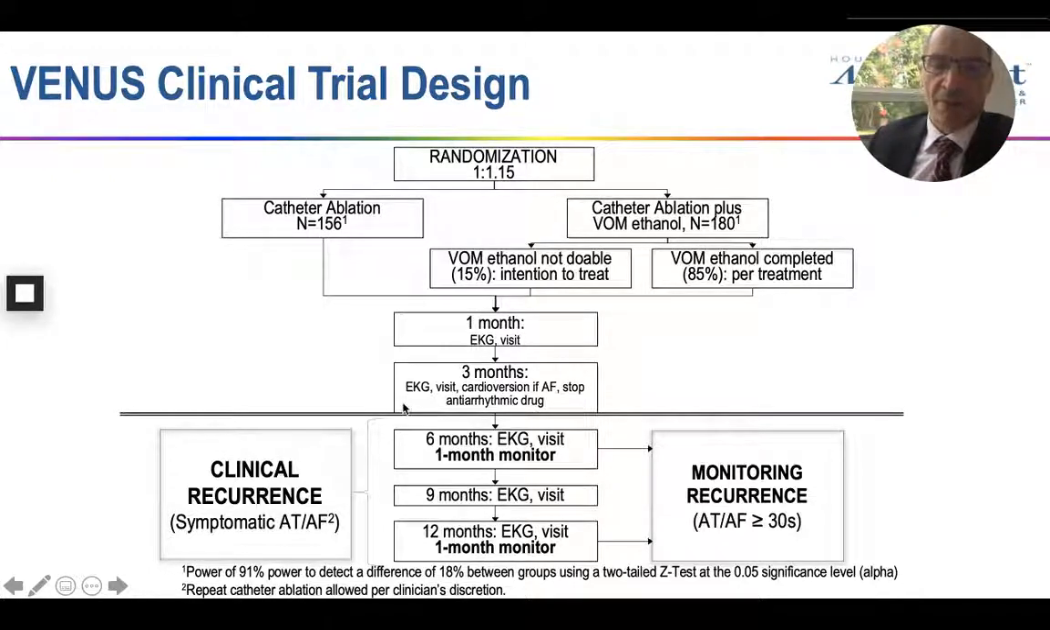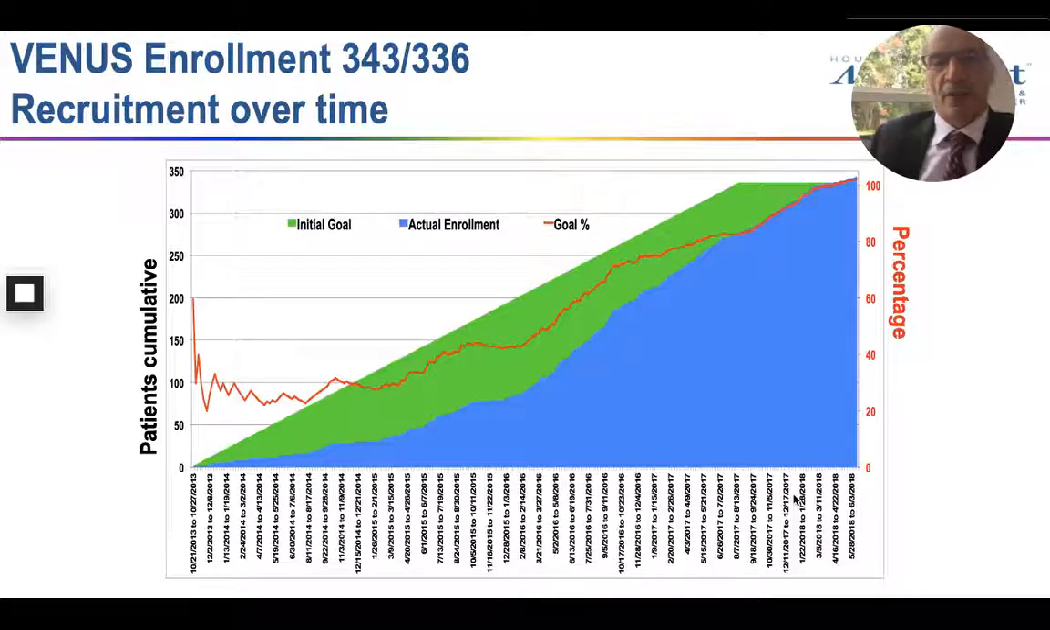After the 3-month blanking period, we would monitor the patients with visits, as well as a 1-month monitor at 6 months and at 12 months. Patients could fail either if they showed up with clinical recurrences of atrial fibrillation or tachycardia, or if they had more than 30 seconds of atrial fibrillation or tachycardia on the monitor. We enrolled over 5 years. It was quite an arduous procedure to enroll patients, but we completed enrollment, albeit 1 year later than expected. But the trial was completed successfully.